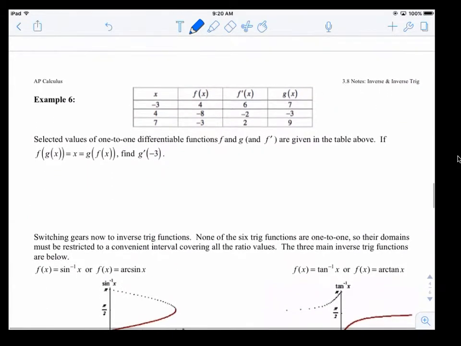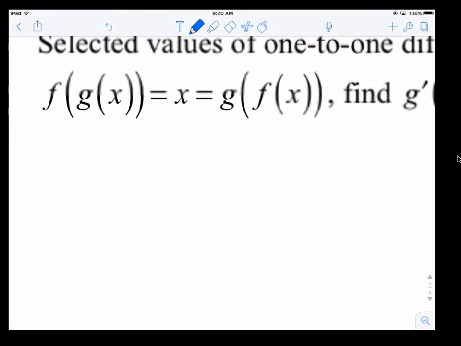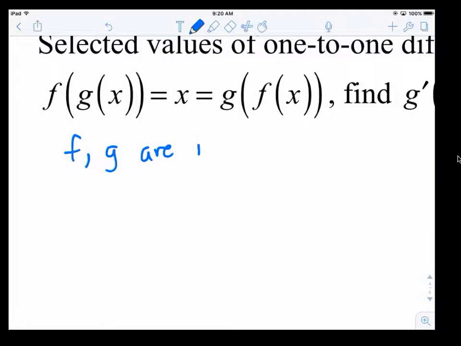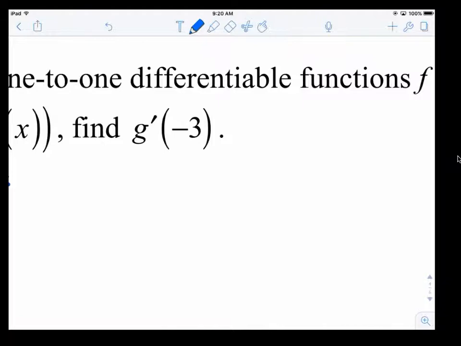All right, number 6. Selected values of a one-to-one differentiable function, f and g, and f prime are given in the table above. If f of g of x is equal to x, which is equal to g of f of x, find g prime of negative 3. All right, so this is saying that f and g are inverses to each other, right? Inverses. Okay, so it's asking you to find the slope of g at negative 3.